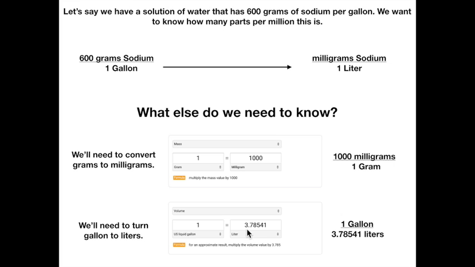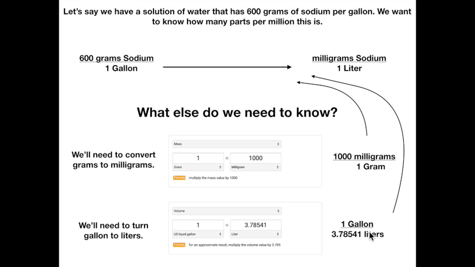And then it gave me 3.78541 liters per 1 gallon. All right, so that's a unit conversion, or a conversion factor. So we've got 1 gallon per 3.78541 liters. All right, I think I've got what I need now.